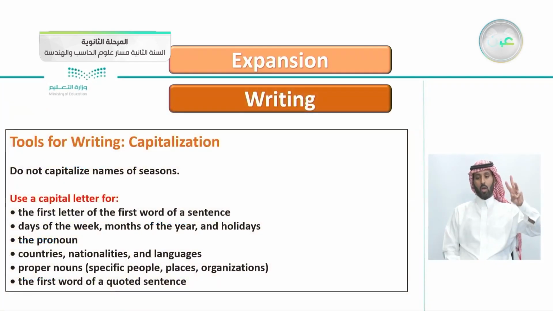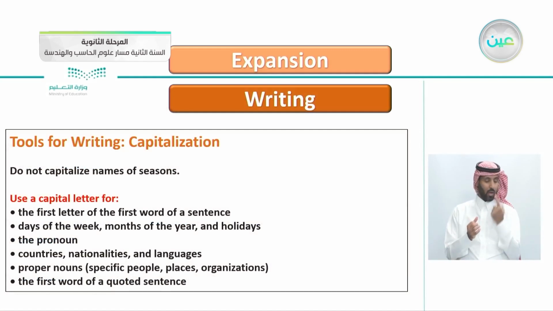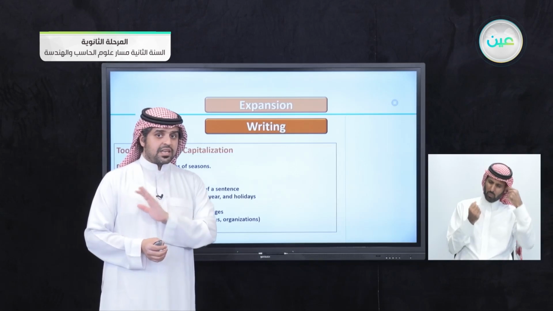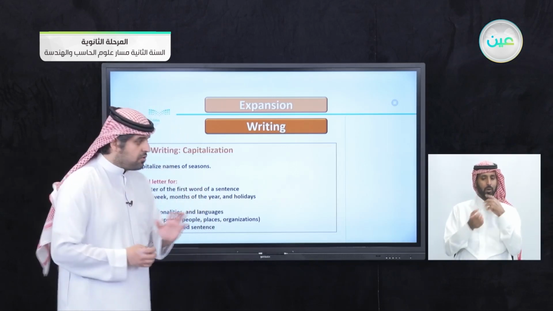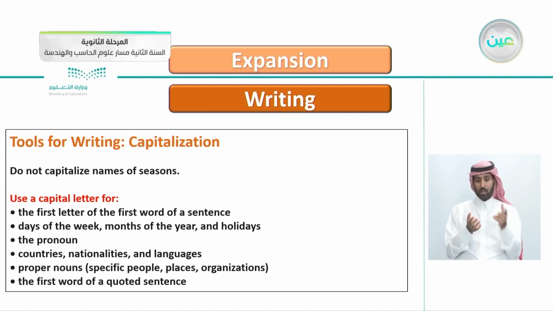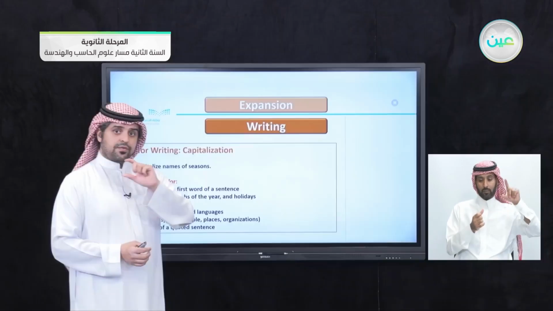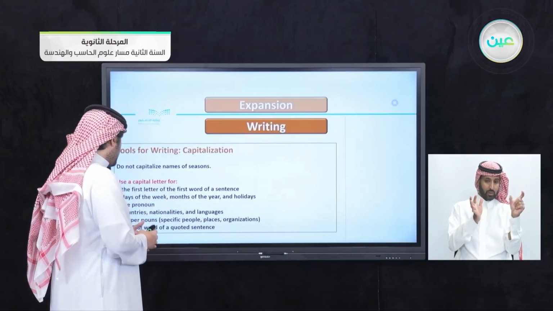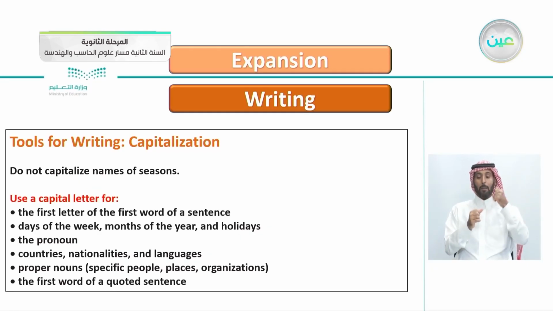So this is the writing section here. Tools for writing: capitalization, how to use capital letters. The first point here: don't capitalize names of seasons. Fall, winter, don't capitalize them. We use capital letters for the first letter of the first word of a sentence. The second one: days of the week, Saturday, Sunday, Monday, and the months, January, February of the year, and holidays.